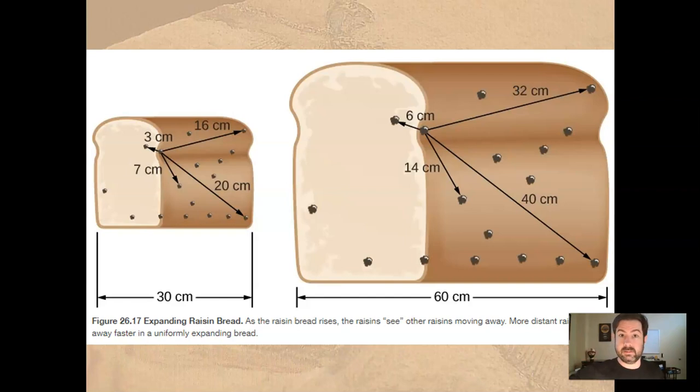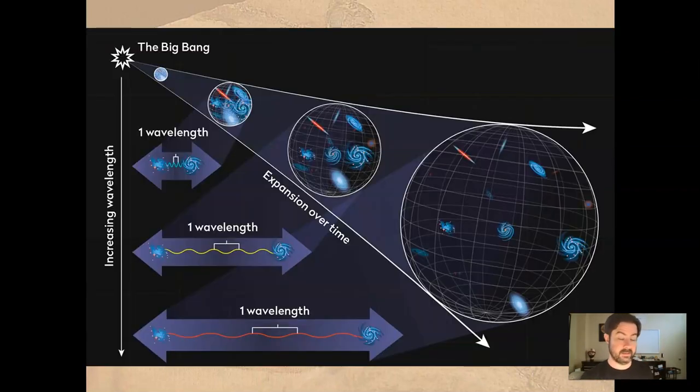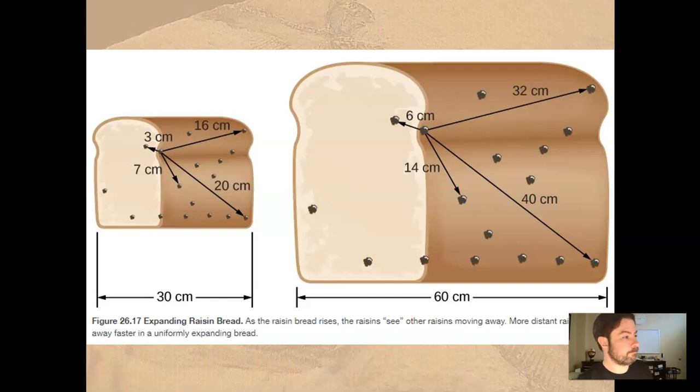That's 6+ times faster than the raisin closest to us. And that's what happens when things are expanding. The closer things are initially, the slower it appears they're moving away. The things initially further away appear to be moving a little bit faster, even though this whole bread is expanding at the same rate. Same thing with the universe. Let me just go back a slide. Even though the universe is all expanding at the same rate, stuff that's already further away appears to be moving faster, stuff that's closer, not so fast. That becomes important. All right?